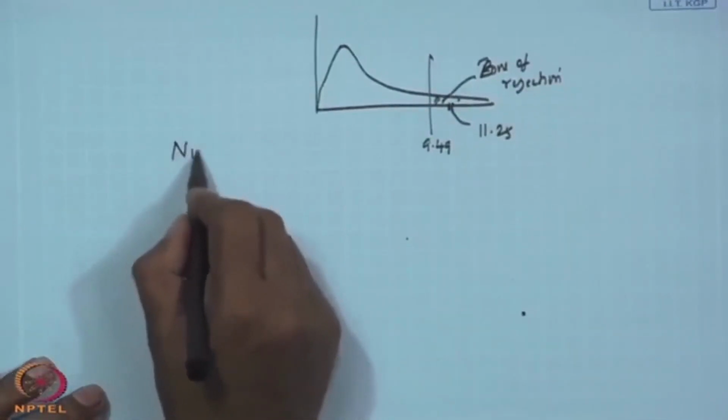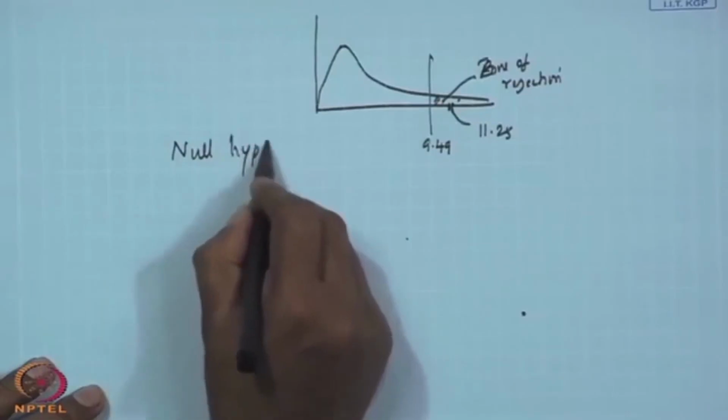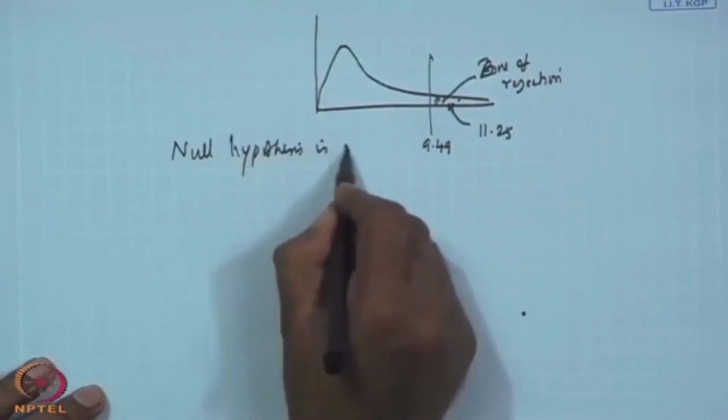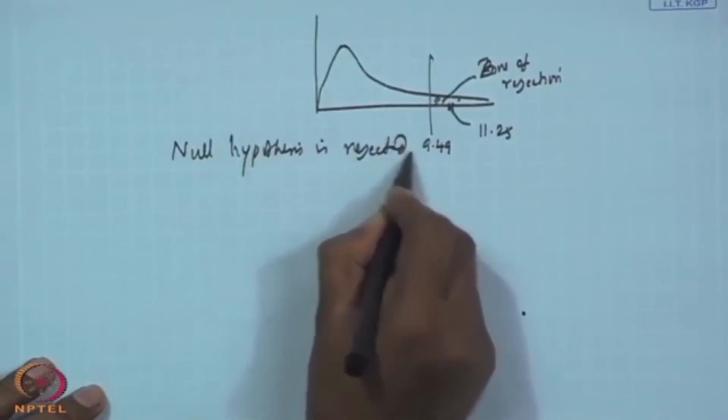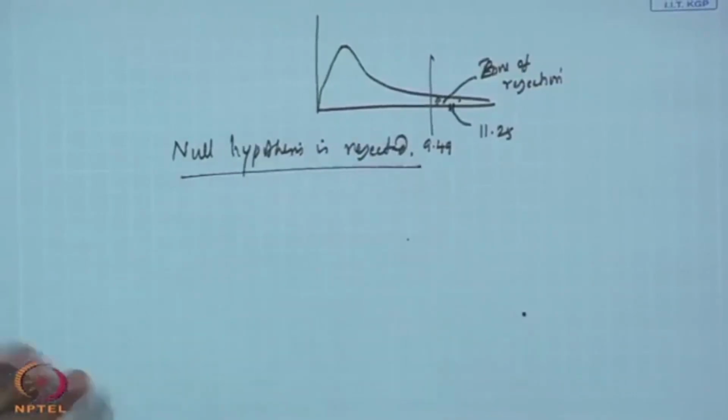So, the null hypothesis is rejected. Some say failed, no, this is: the null hypothesis is rejected. There is the alternative hypothesis that there is some difference among the population means.